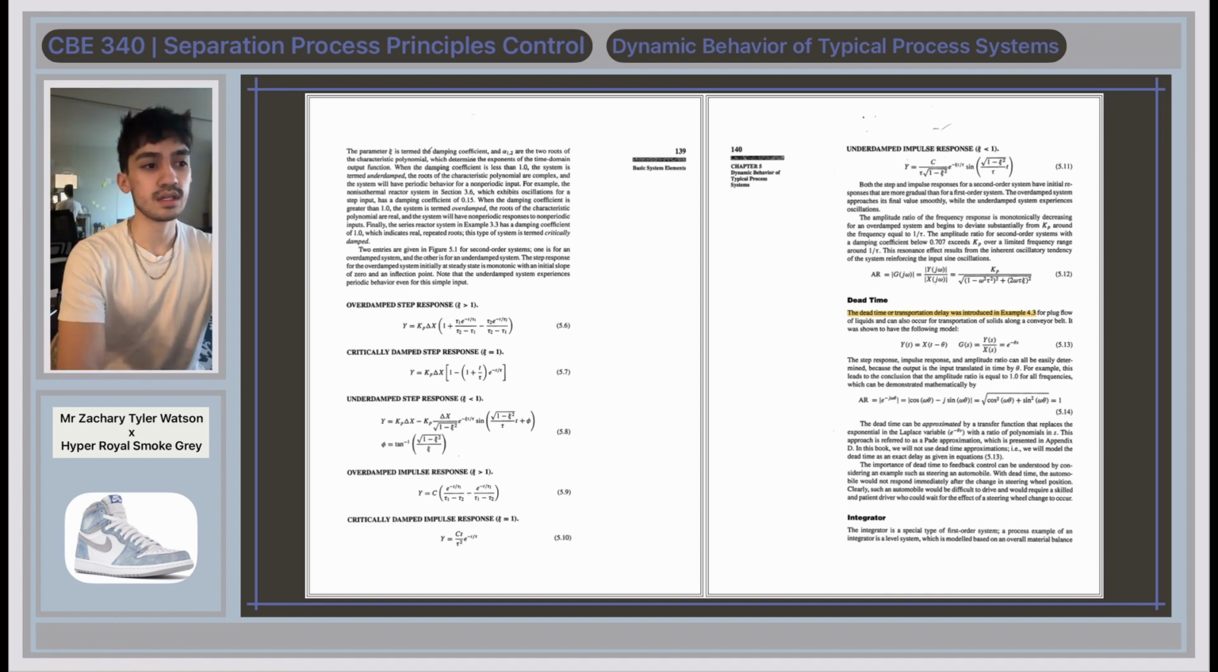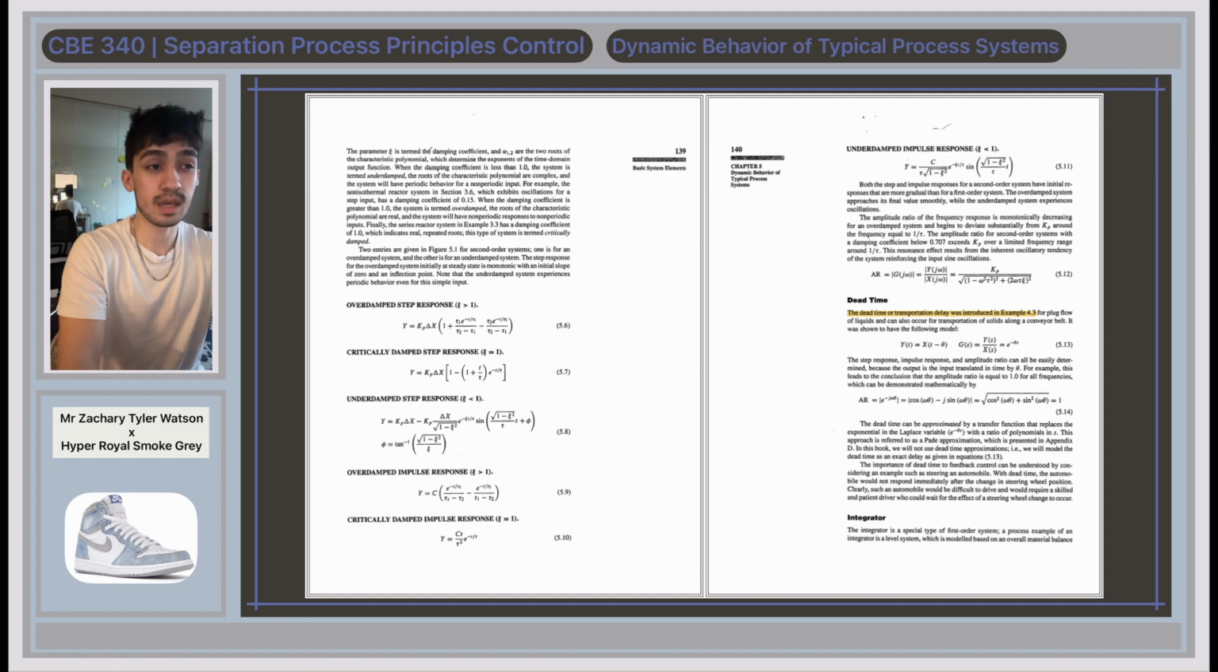Next we have equation 5.8, termed the underdamped step response, correlating to a damping factor t of less than 1. And then here we have the output variable as a function of the proportional gain, the input variable, t, the time constant, as well as the Greek letter phi. This is an introduction to the Greek letter phi. Phi is given as the inverse tangent of the ratio, the square root of 1 minus the square of t, over t.